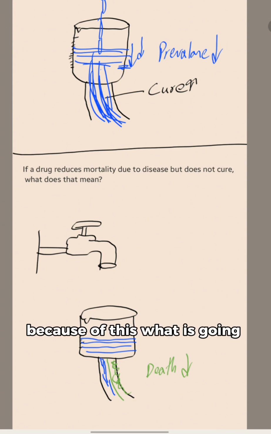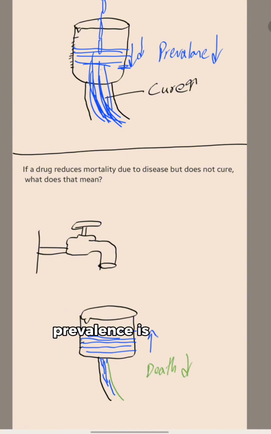So because of this, what is going to happen? Because of this, prevalence is going to increase, right? If there is less amount of water draining outside, prevalence is going to increase.